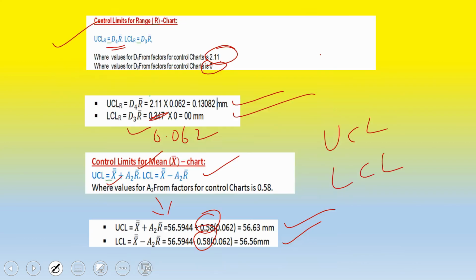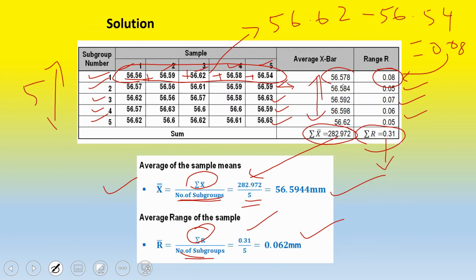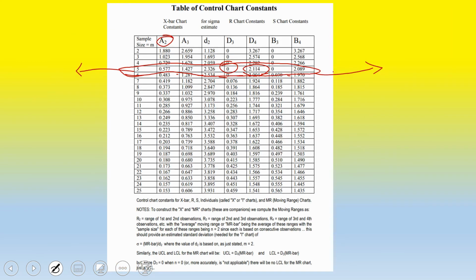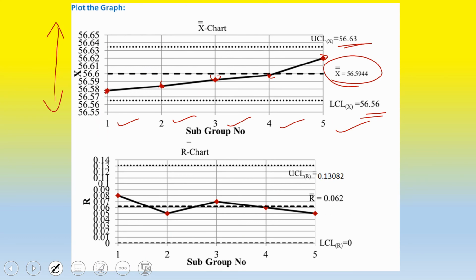See, for example, the first point is 56.578. We are going to plot 56.578 here. Then similarly, we are going to plot all the other X bar values. Then we will get the X bar chart.